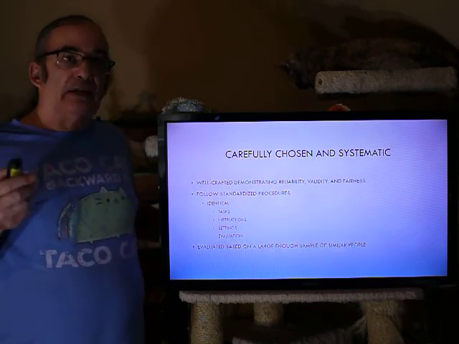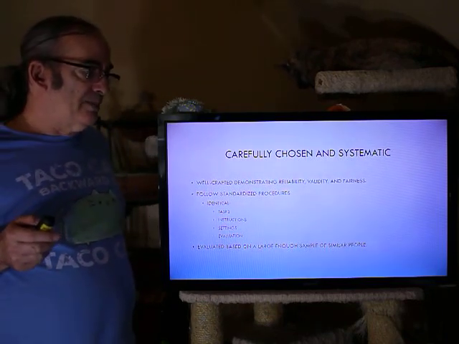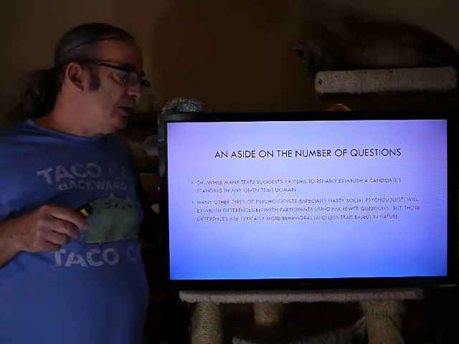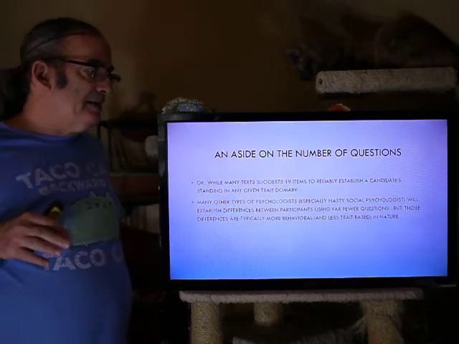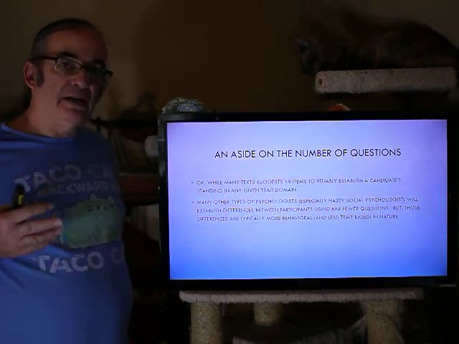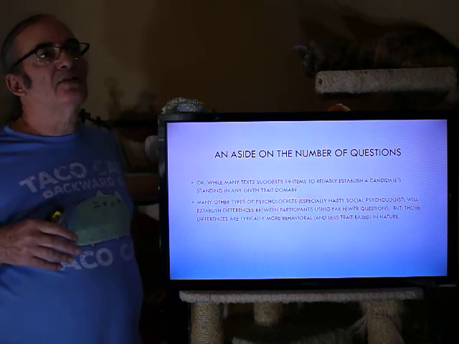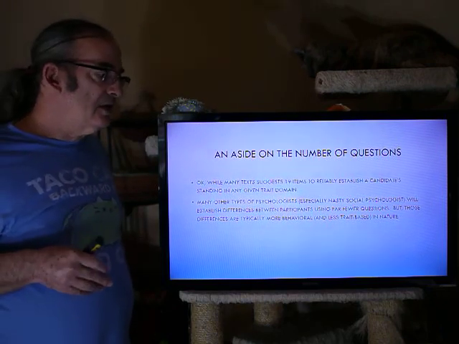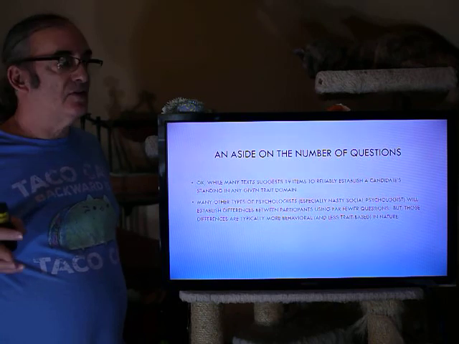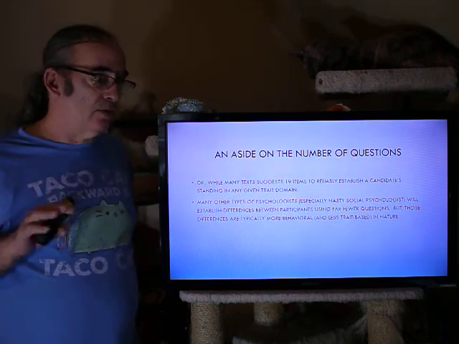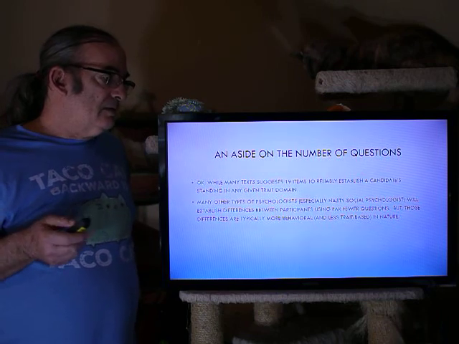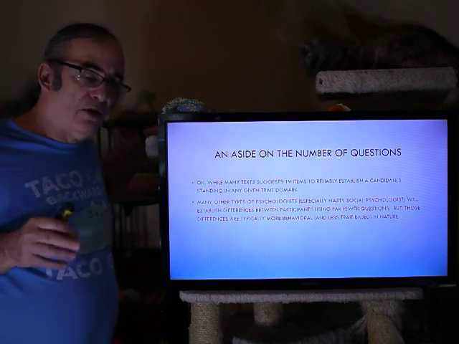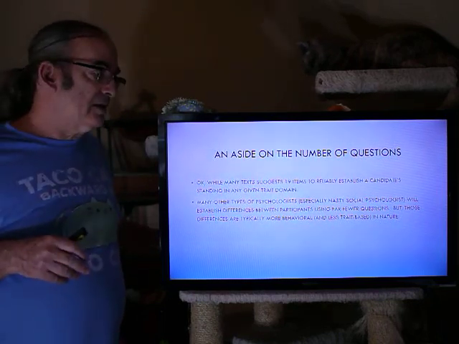The evaluation of these tests is usually based on a large enough sample of similar people to validate the tests. Many tests suggest 19 items to reliably establish a candidate's standing on any given trait domain. But notice this is a very general rule of thumb. It is not cast in stone. Different tests might have different numbers of items. Many other psychologists, especially social psychologists, will establish differences between participants using far fewer questions, depending on what it is we're trying to measure.